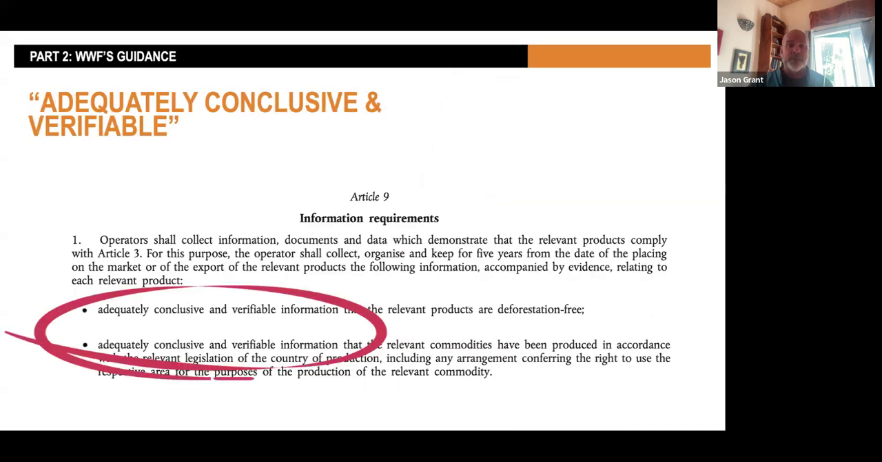What else? Oh, there's language throughout the regulation that is ambiguous. For example, for information, you need to gather adequately conclusive and verifiable information that the products are deforestation free. What's adequate? What's conclusive? What's verifiable? Not defined. Gradually, the Commission has been coming out with more and more guidance in the form of FAQs. So there is a bit more specificity coming out, but there's still a lot of room for interpretation, and I think that's going to be true for a while. In our step-by-step guide, we offer suggestions of what we think could be adequate. And that's about the best that we have right now.